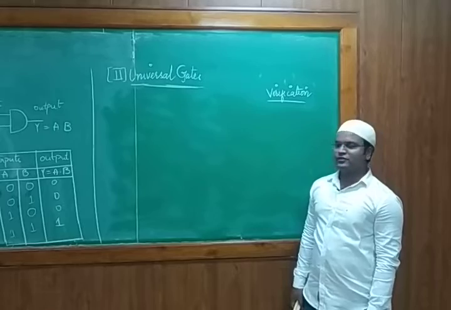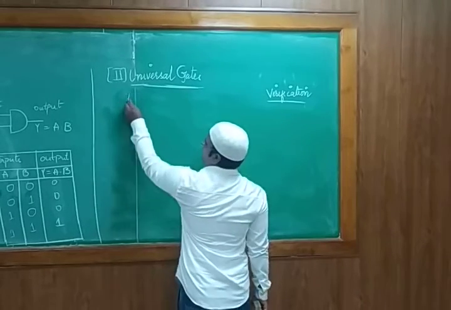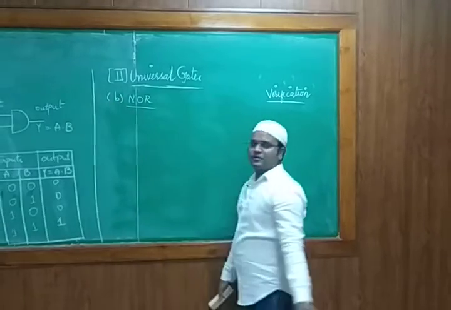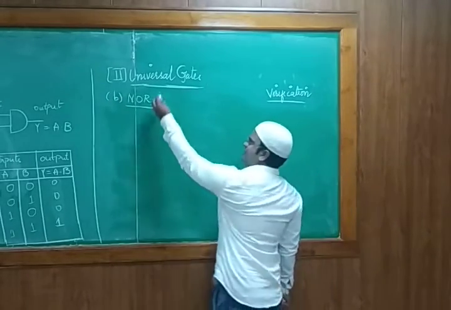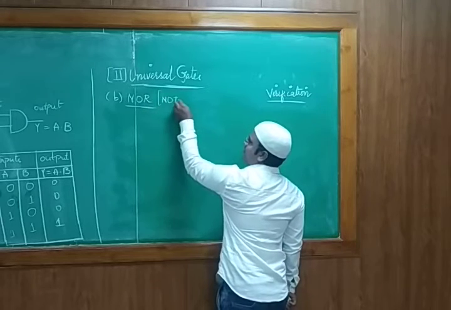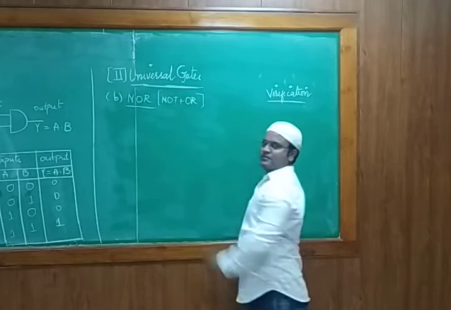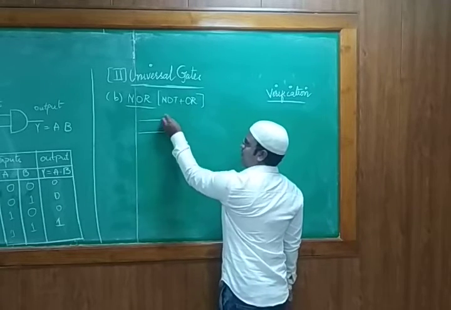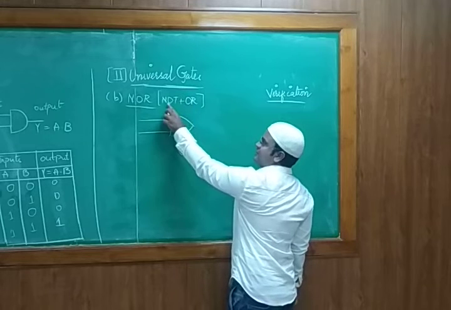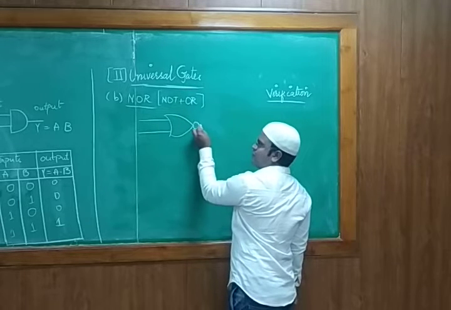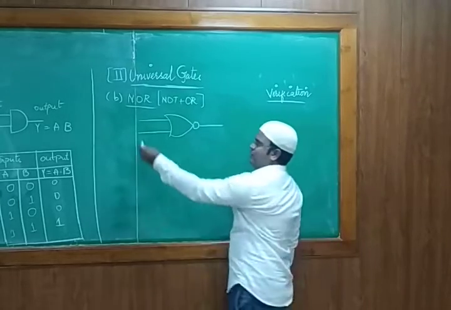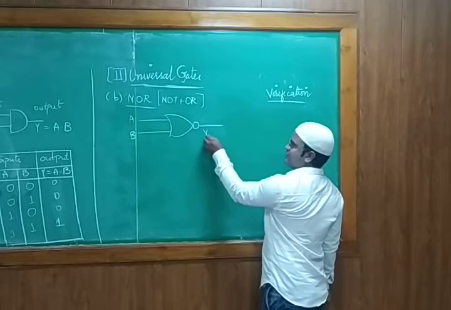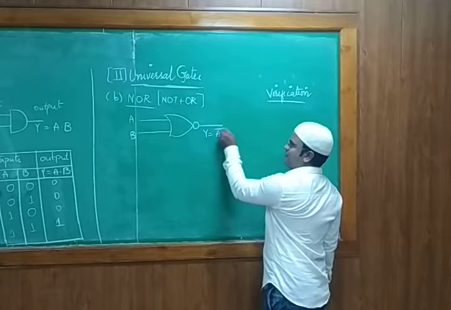The second universal gate is the NOR gate. In order to design the NOR gate, we need to consider the two basic gates, that is NOT plus OR. So what is the symbol for that? First I will take OR, and because it is NOT, I need to mention one bubble towards it. Here it is A, here it is B. Its output is y equals A plus B complement.